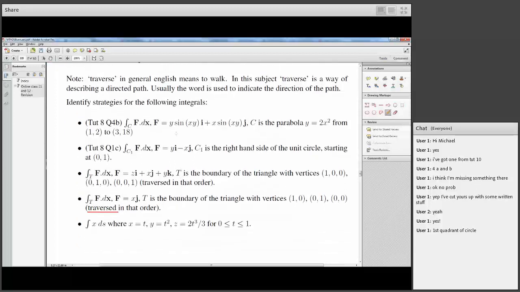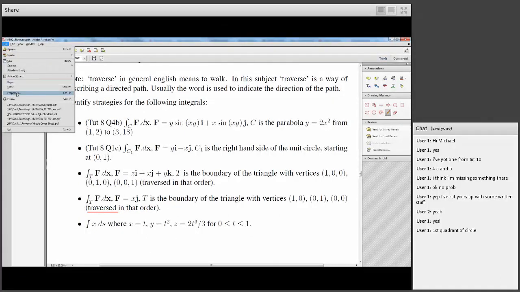So let's just quickly do strategies for each of these. Again, I won't do the calculations unless you want me to, of course.